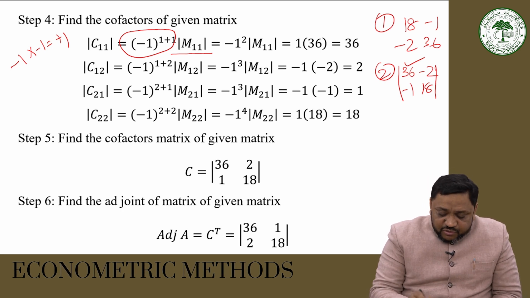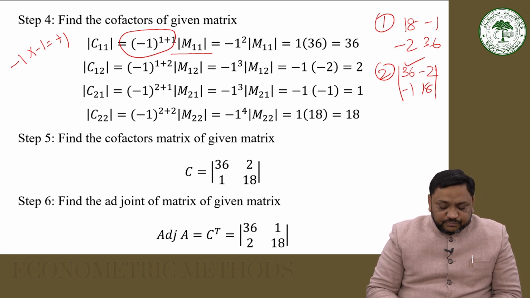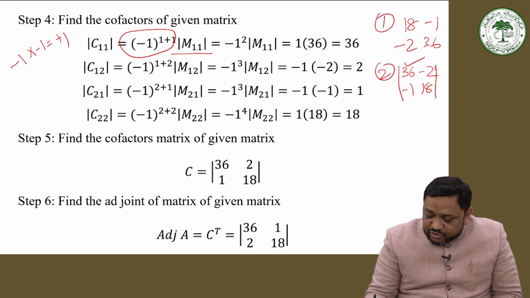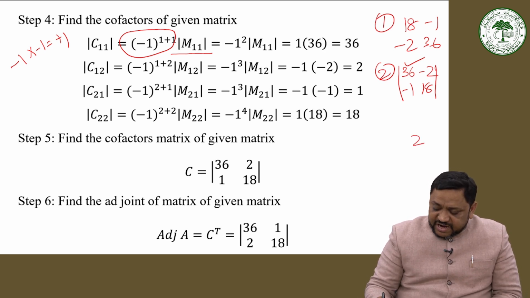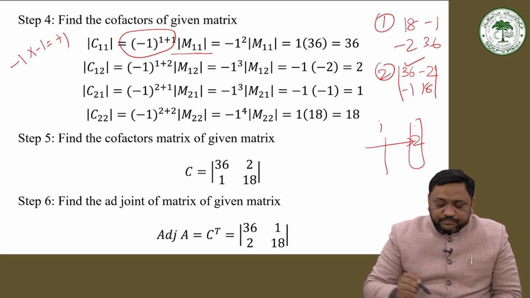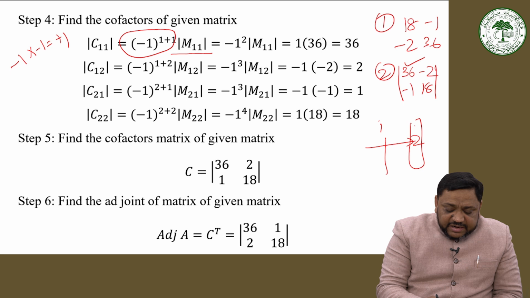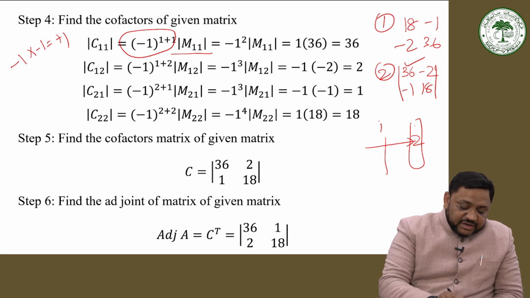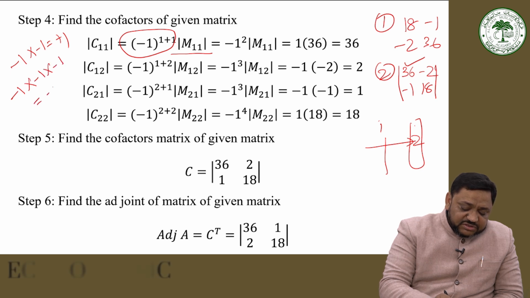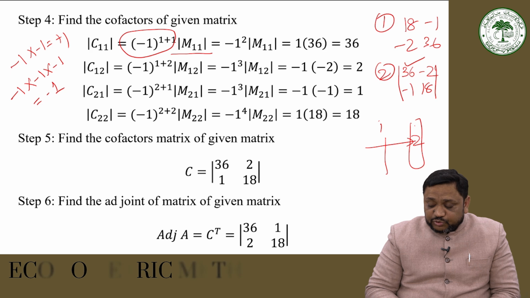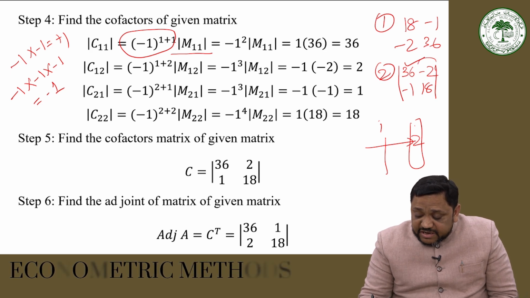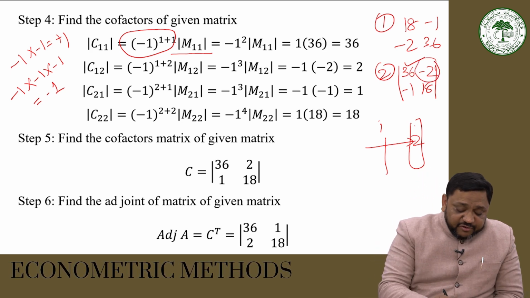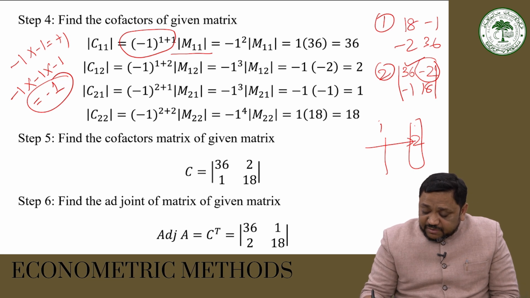Next, the next value is minus 2. This is the first row and second column. So minus 1 raised to the power 1 plus 2, which is 3, means minus 1 multiplied by minus 1 multiplied by minus 1. This is equal to minus 1. So the minus 2 over here, you multiply it with minus 1, and this becomes 2.